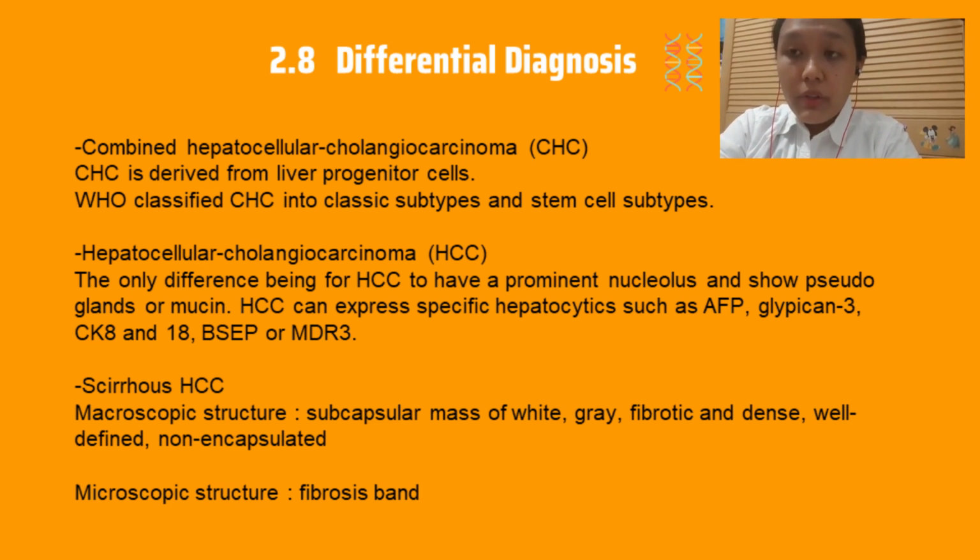Judging from the macroscopic structure, it is characterized by a subscapular mass of white, dry, fibrotic, and dense, well-defined, non-encapsulated tissue, whereas for its microscopic structure, there is a fibrous band that extends along the blood channel, shaped like a sinusoid, mixed with trabeculae of tumor cells.